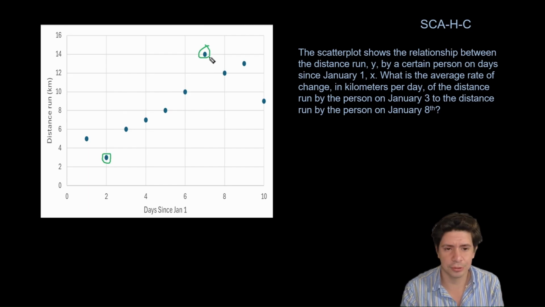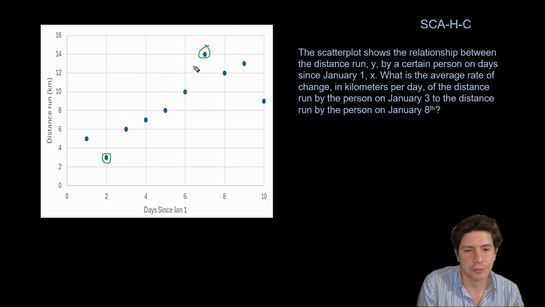And what we do is we do the rate of change equation. So we're going to do 14 minus 3 over 7 minus 2. And we're going to get 11 over 5.